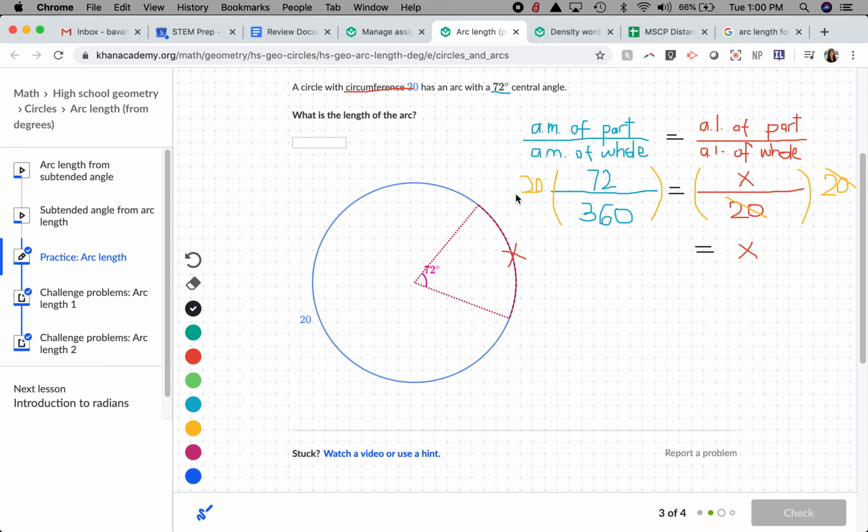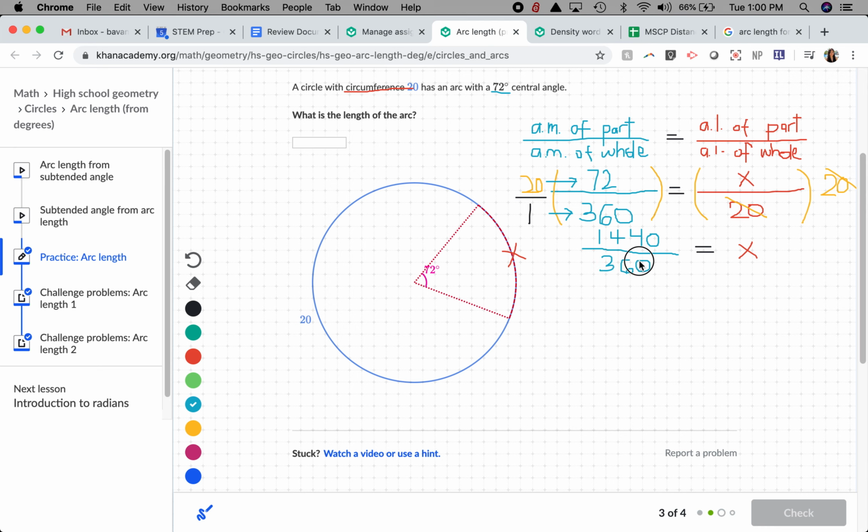All right, what I'm going to do right now is I'm going to make this 20 into 20 over 1. 20 and 20 over 1 is just the same. And we're going to multiply across. Setting up the fraction. In the numerator, if you multiply 20 times 72, you're going to have 1,440. Now in the denominator, multiplying across, we're going to have 1 times 360 is 360.